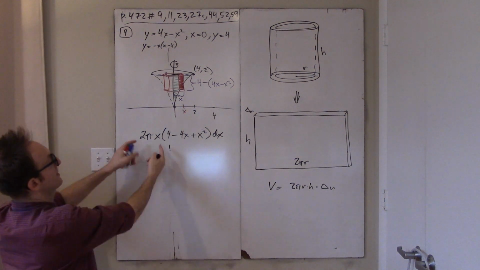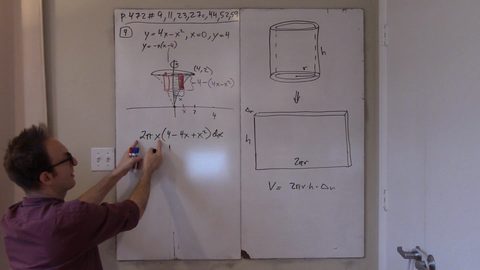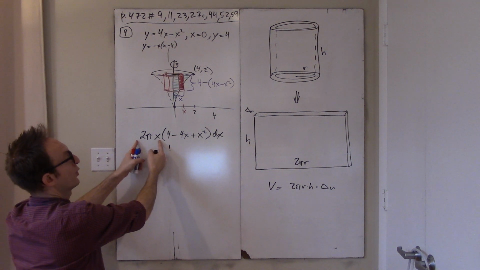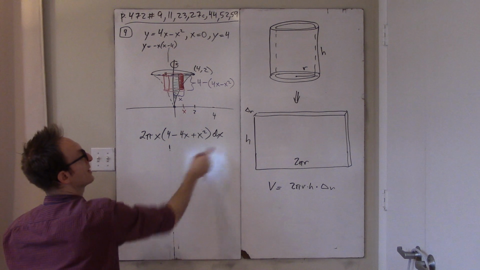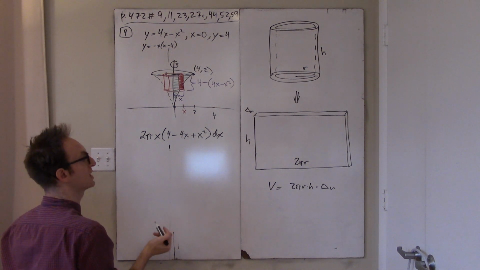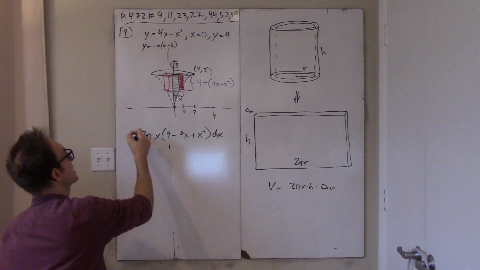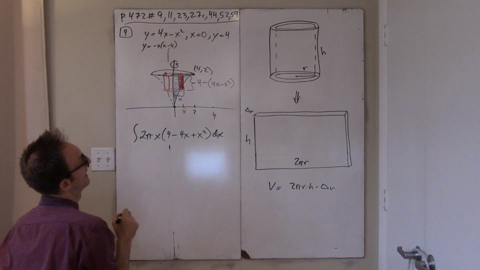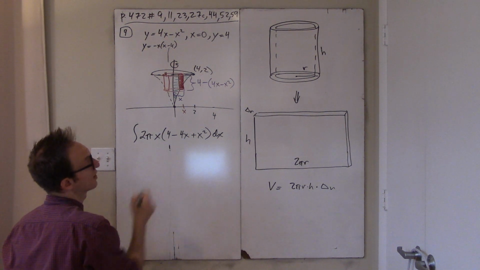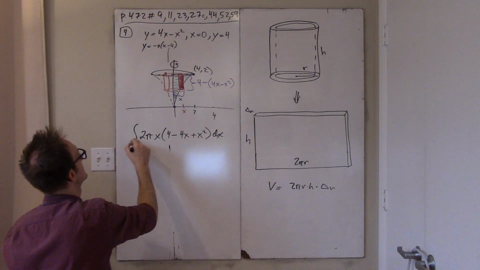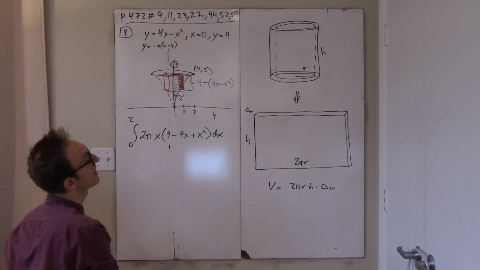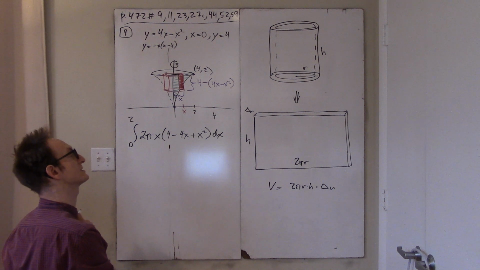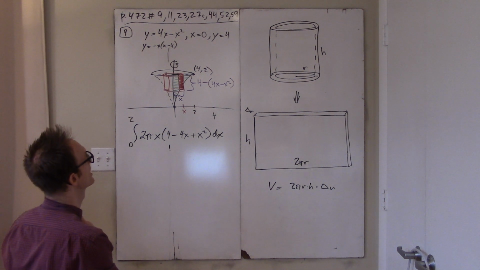Think of this as the circumference of the shell when it's unrolled, the height of the shell, the thickness of the shell. When you multiply those together, you get the volume of the shell. And if that's the volume of just one shell, then I integrate along the x-axis from 0 to 2. That should give me the sum of the volumes of all those shells, and thus the volume of my shape.